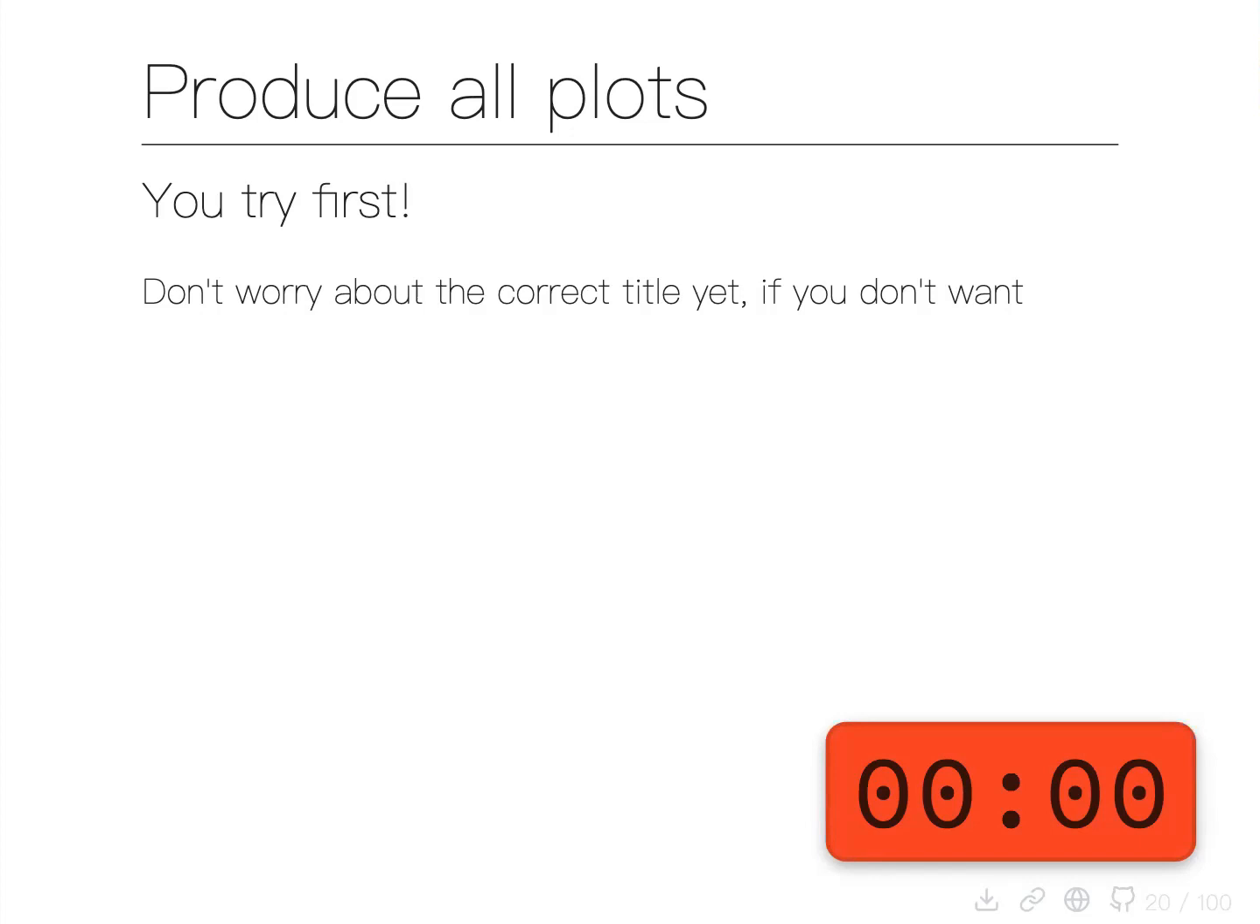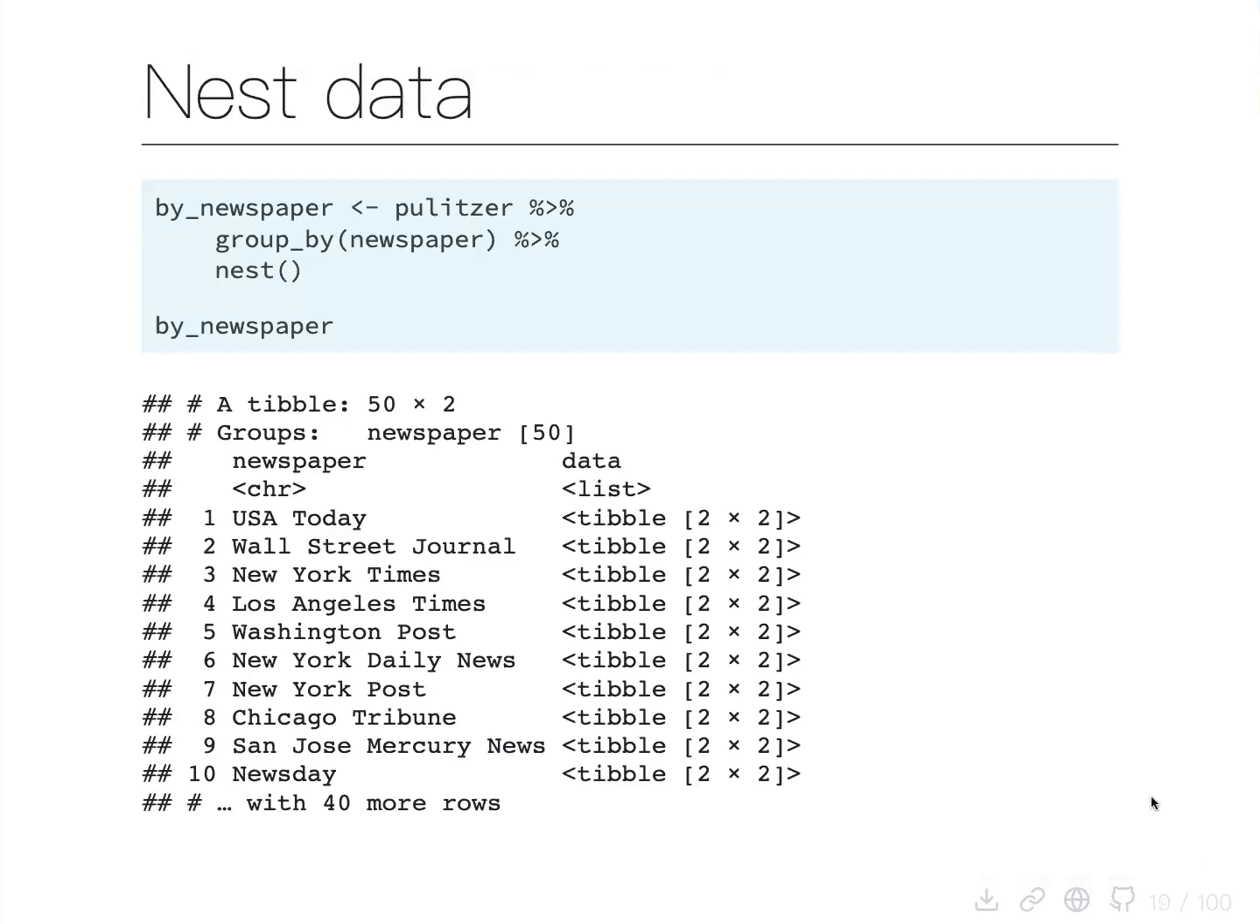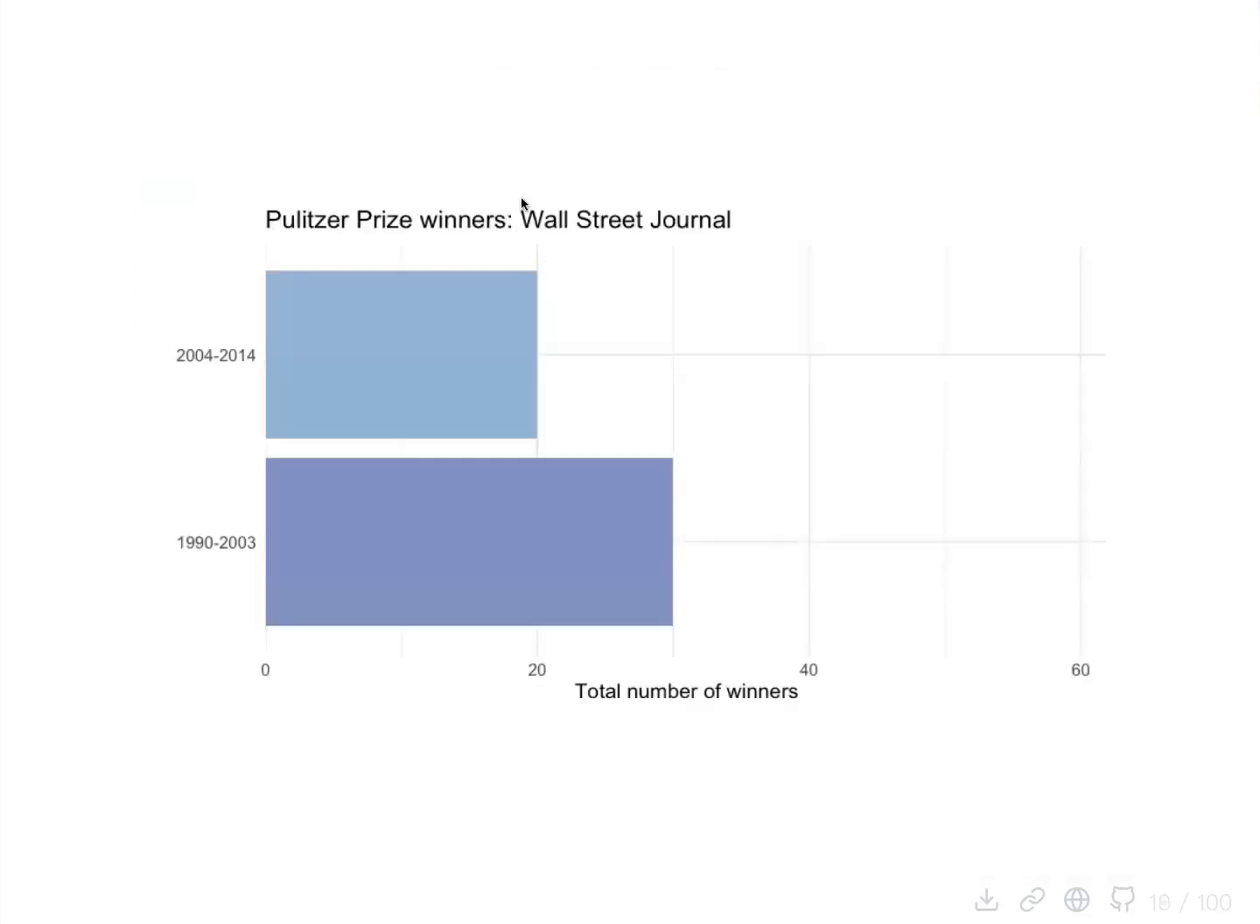Okay, so that one was a bit more challenging, and that's okay. This is how I would have done it. To start here, I'm not worrying about trying to change the title either, okay? Because back here, notice it says Pulitzer Prize winners, Wall Street Journal. I'm just going to ignore that for this particular moment, okay?